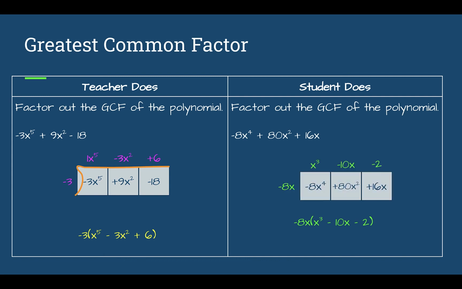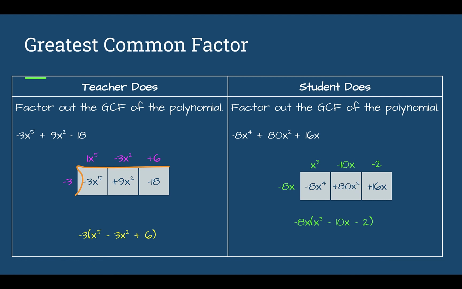If we look, our original polynomial is inside. Our GCF is 8x, and it's negative because the first term was negative. And then in this example, we see when we divide -8 by -8, we get 1. 80 divided by -8 is -10. 16 divided by -8 is -2.